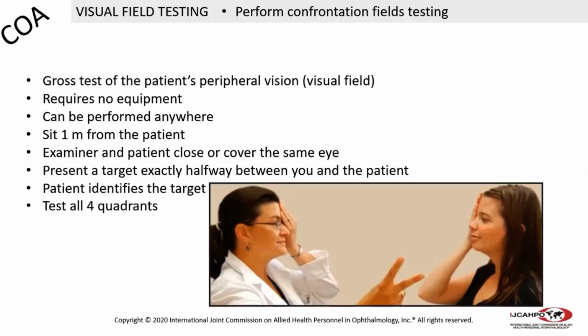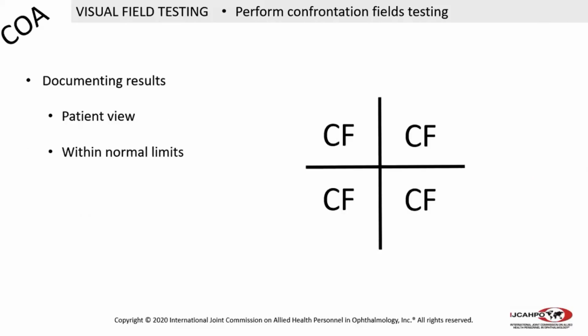In this picture, the technician is using her fingers as a target. You would then document your results as shown. Visual confrontation visual fields are documented from the patient's view, and CF is documented in each quadrant. This indicates the test was within normal limits.